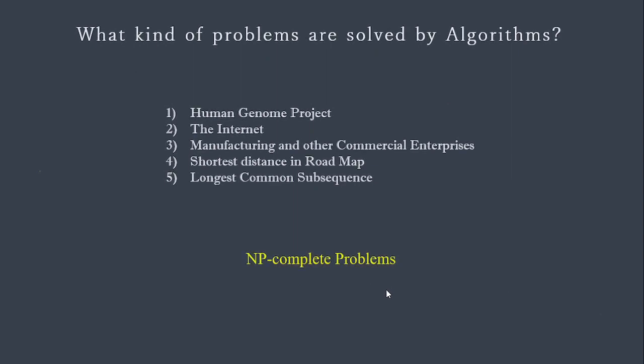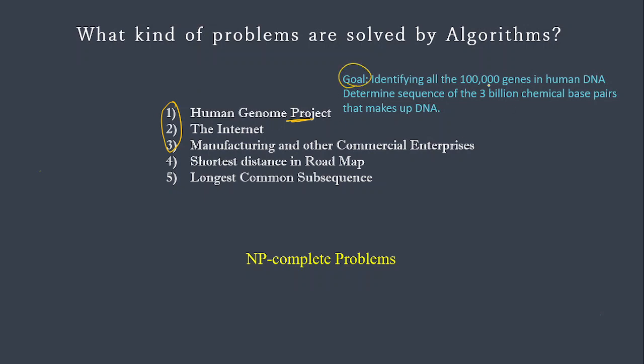Now let us see where we apply these algorithms. We apply these algorithms in many places, but here are a few examples which I have considered. The human genome project is a very nice example of an application where we have used algorithms. The goal of this project was to identify all the 100,000 genes in the human DNA and determine the sequence of 3 billion chemical base pairs that make up our DNA. We used algorithms for storing the data, analyzing the data, and developing tools to analyze this data. So we have used algorithms in biotechnology also, that is the human genome project.